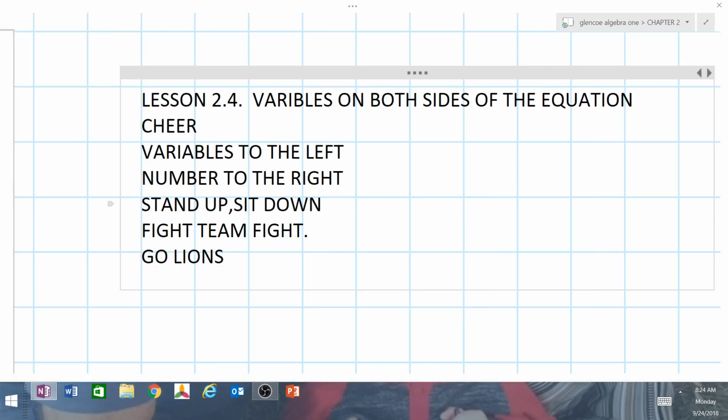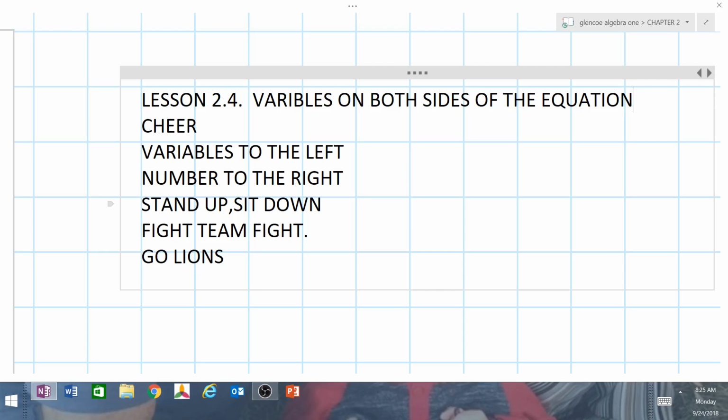Today we're going to discuss how to solve equations when we have variables on both sides of the equation. And so I've written a little cheer for us to help us remember. That does not necessarily mean that we always have to do it this way, but it does help us stay organized. So I'll give you my best effort here.